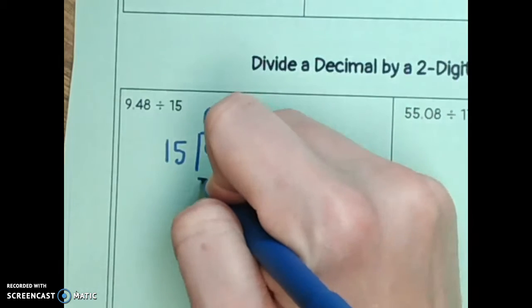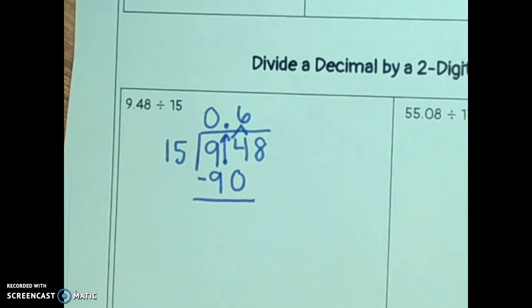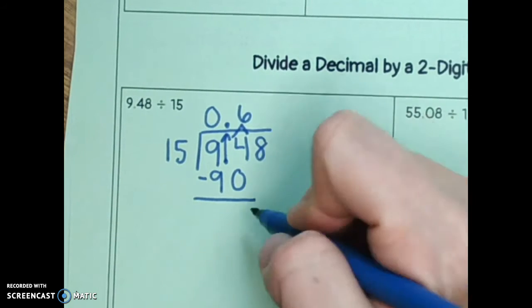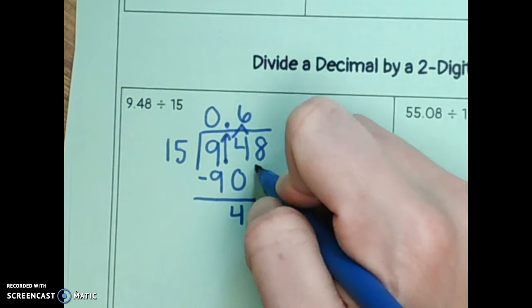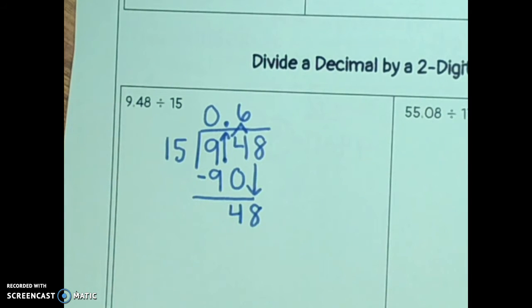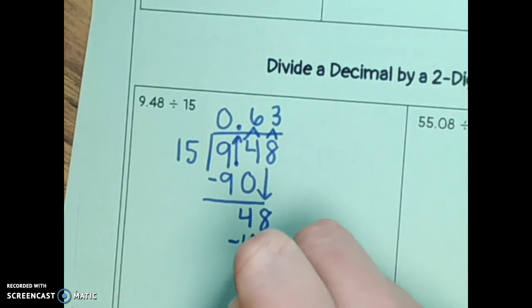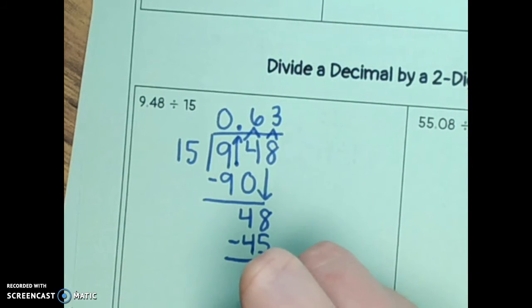Oh. I was just guessing there. No. 94 minus 90 is? 4. I'm going to bring down my 8. No. 3 times. What's 15 times 3? 45. Okay. And we get a 3.